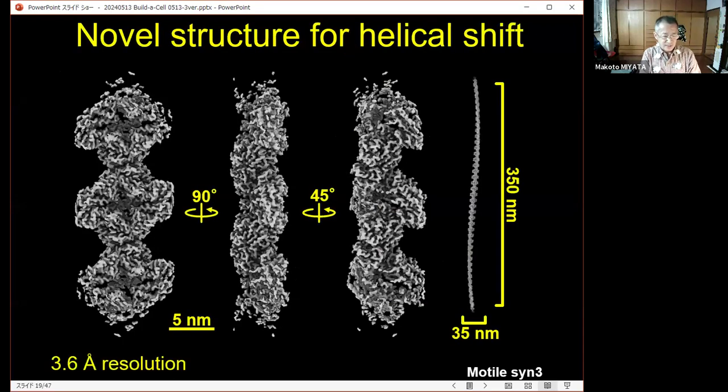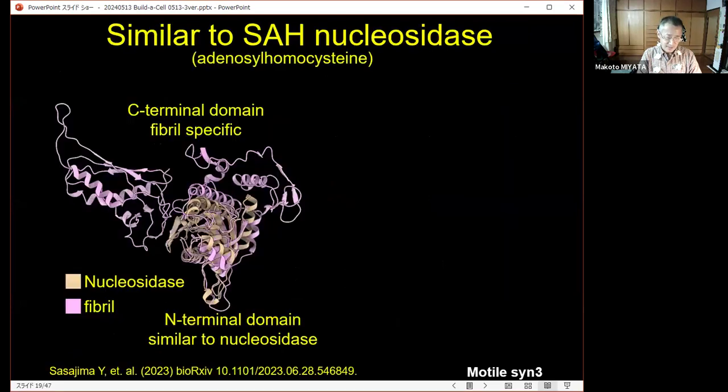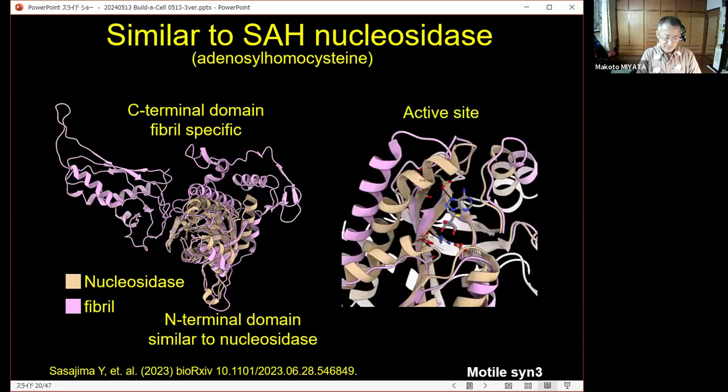We isolated the fibril protein and analyzed the structure by cryo-electron microscopy and clarified the high-resolution structure. We examined this structure in detail. Actually, this protein evolved and originated from SAH nucleosidase, and we found that the active site is not kept in this protein anymore.